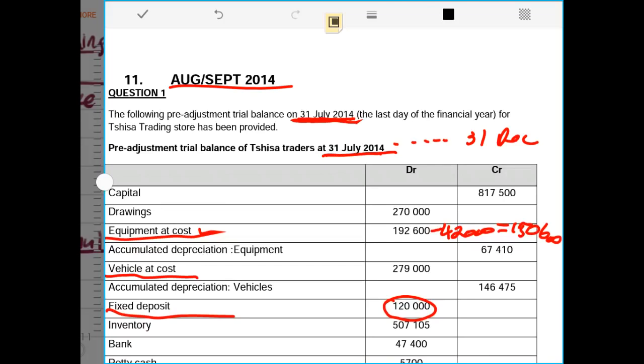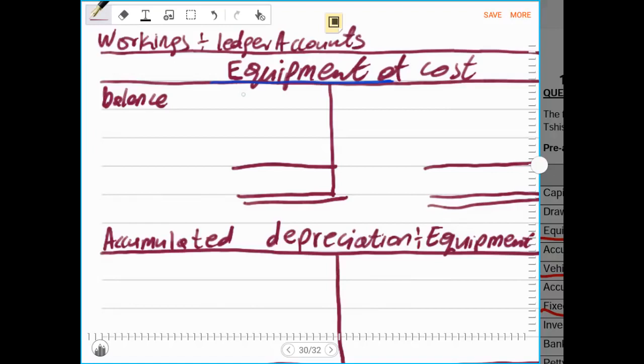So now we go to our ledger account and we record that opening balance as 150,600. Then we have to recognize the equipment that was bought during the current year, because it was not there at the beginning of the year, so we can't record that in the opening balance. Then we say banks/creditors. Remember, this was recorded, we are just acknowledging that as an asset bought during the year.